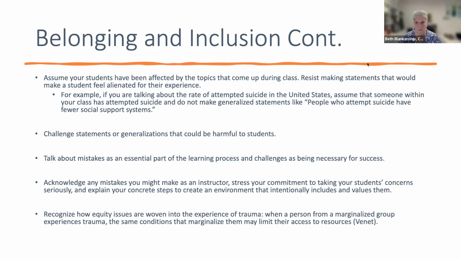And this is a good example. You don't want to make a big generalized statement about people who, and whatever the condition is or event or trauma that's happening in the content there. So this is an example of suicide: people who attempt suicide have fewer support systems. We don't know that. There may be other reasons, there may be other failures. And you could just be making a big statement about someone who's actually sitting there and has experienced this and then feels singled out.